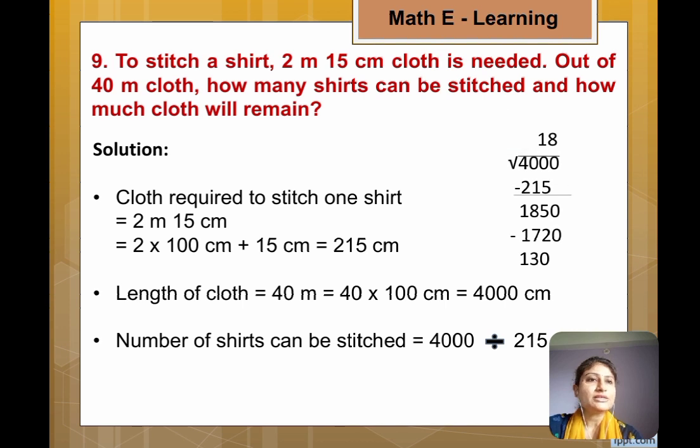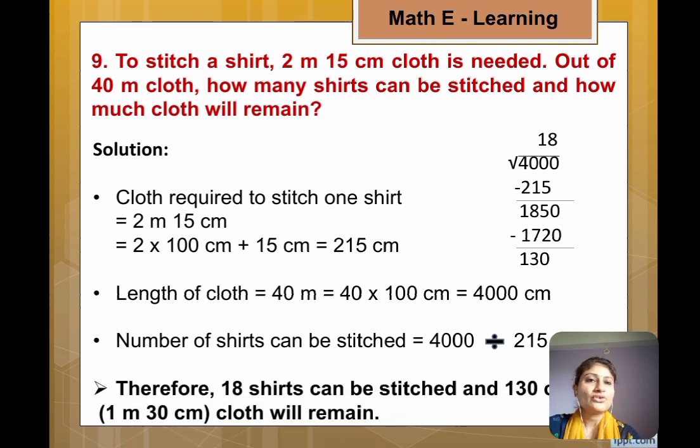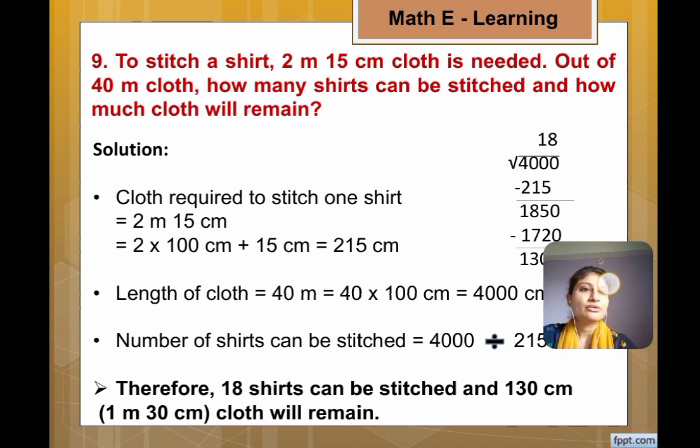So by dividing this we get 18 as the answer of how many shirts can be stitched, and this is the answer of how much cloth will remain. So how to write the answer statement? Therefore 18 shirts can be stitched and 130 centimeter, or you can write as 1 meter 30 centimeter cloth will remain.